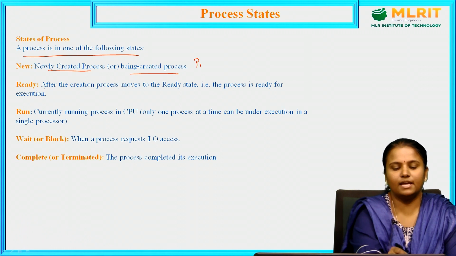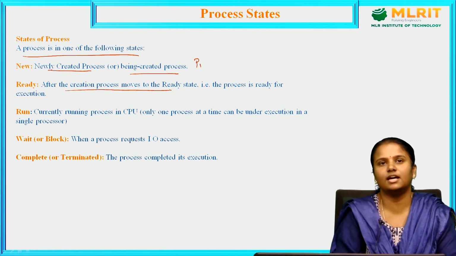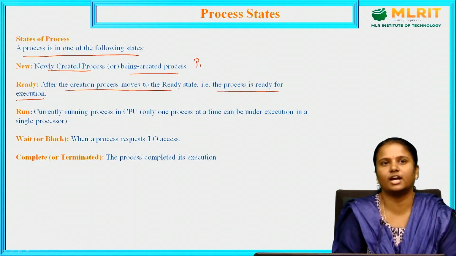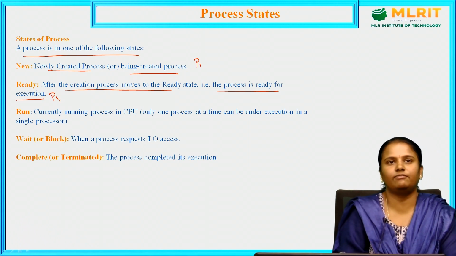Next, ready. Ready means what? After the creation, we move it to the ready state. After creation of P1, we send it to the ready state. The ready state means the process is ready for its execution, getting ready for the execution. Now, P1 is under ready state for the execution.